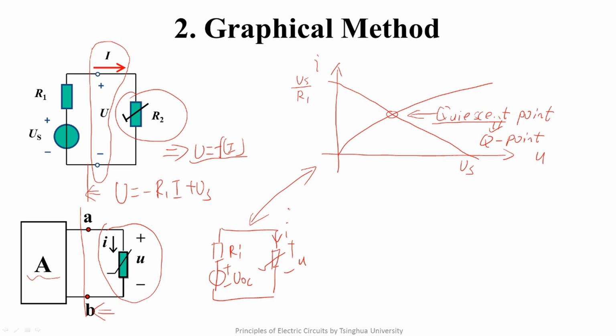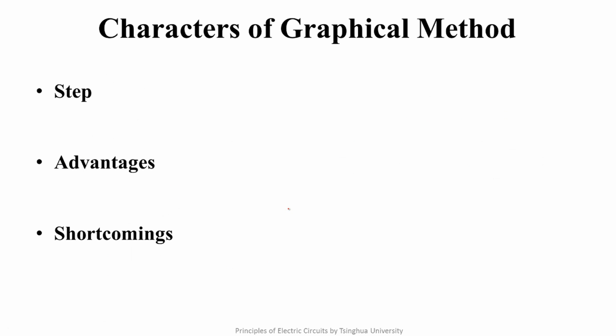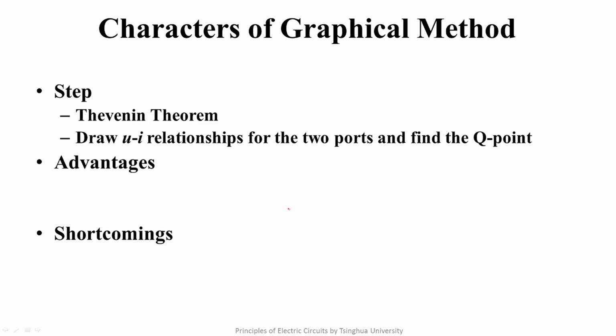Next, let's sum up the characteristics of the graphical method. It has two steps. In general, we first need to look outwards from the nonlinear resistor. Other parts can be substituted by the serial connection of an open circuit voltage and the internal resistance by using the Thevenin theorem. Secondly, under the same definition of the port voltage and current, we draw their feature curves in the UI plane. The intersection point is the Q point. So we finish the whole analysis.